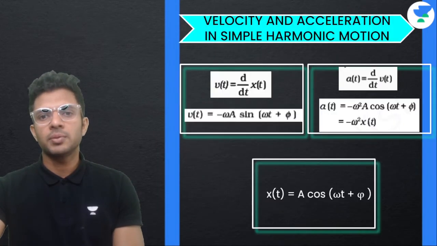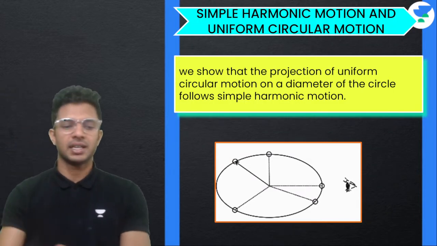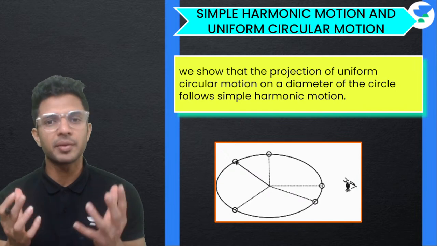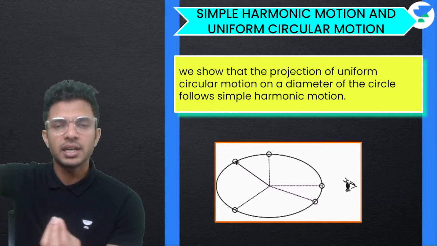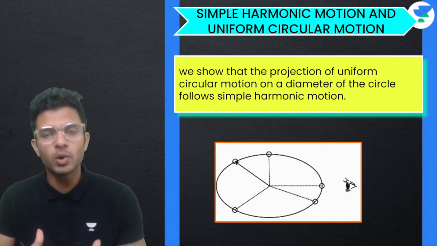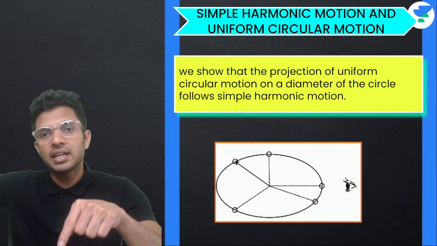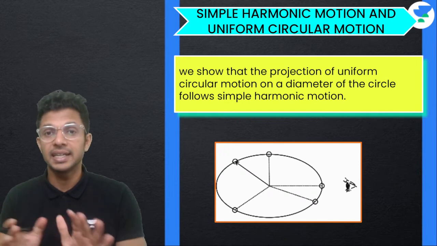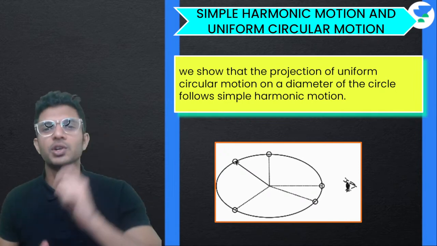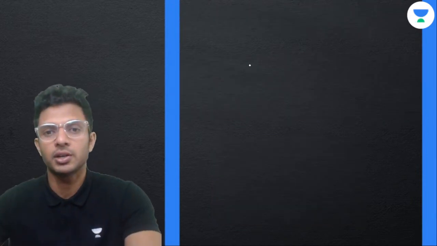Now we are gonna proceed further. Let's see, right? So we already started with this chapter by explaining about periodic motion. Matlab, if a particle is making a circular motion, we know that it is periodic. Now what we're gonna do is see if there is any relationship between a particle undergoing a uniform circular motion about its center and simple harmonic motion. Directly we know that there is no relationship, but we are going to find a relationship. Theek hai? Everybody listen, very important concept here.